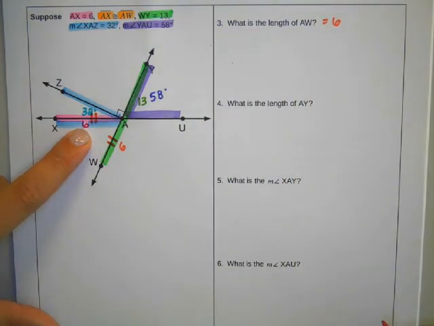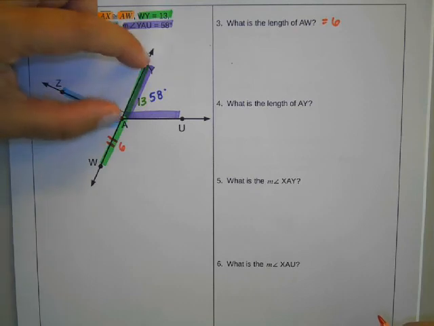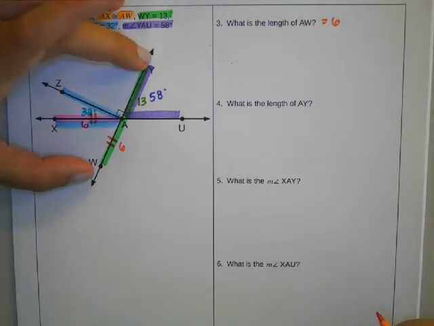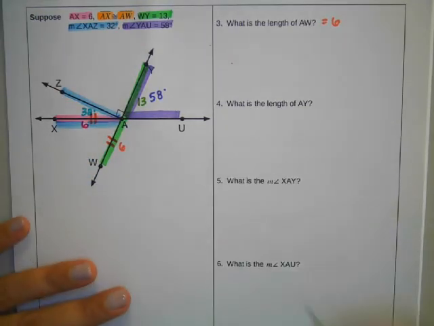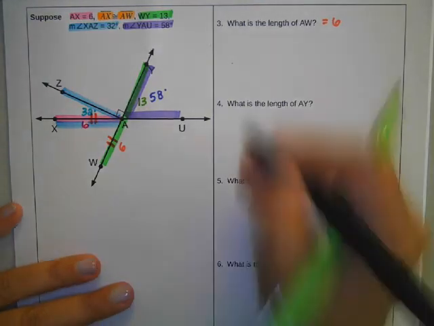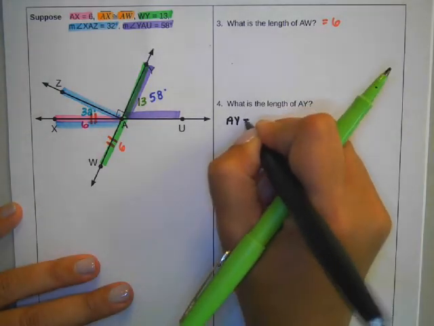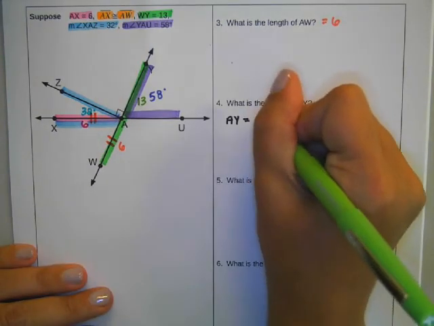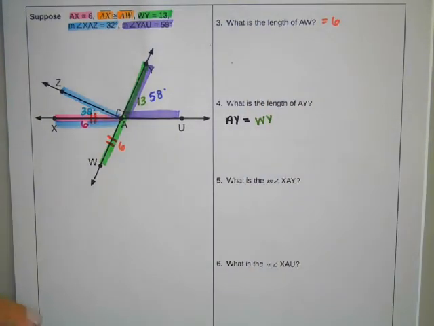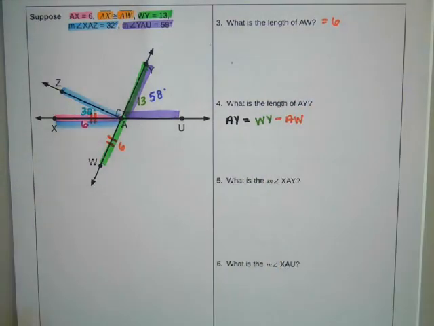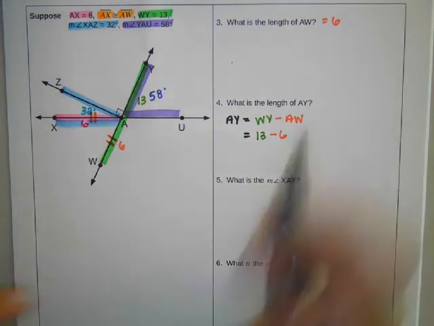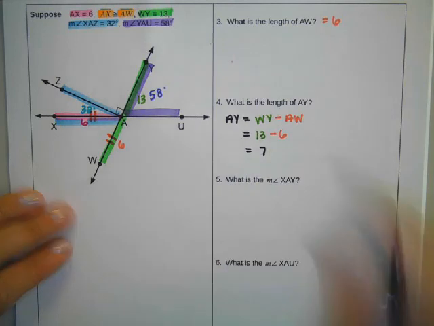What is the length of AY? Well, AY is this little piece. I know that the whole thing is 13, and I know this guy is 6. So I can say that AY will have to be equal to that whole thing WY minus the part that I already know, which is AW. So that means I'm going to do 13 minus 6, which is going to give me 7.